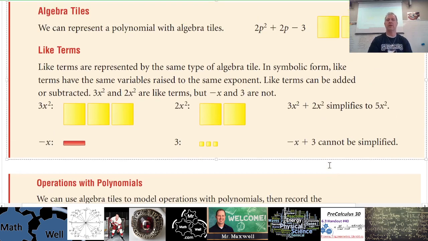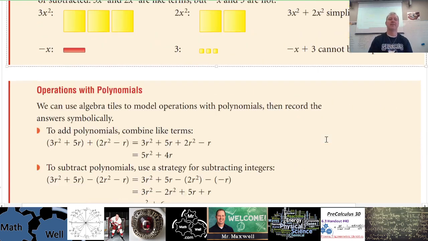Questions there about algebra tiles or like terms? No? All right. We're flowing along here.